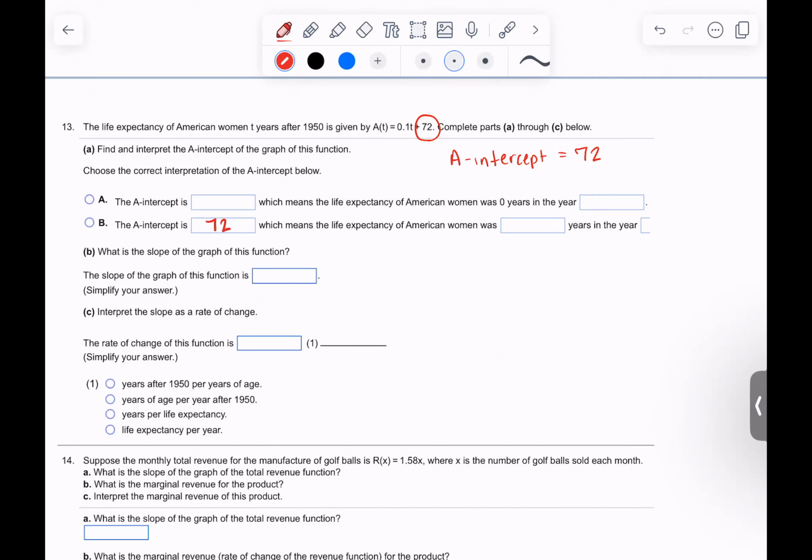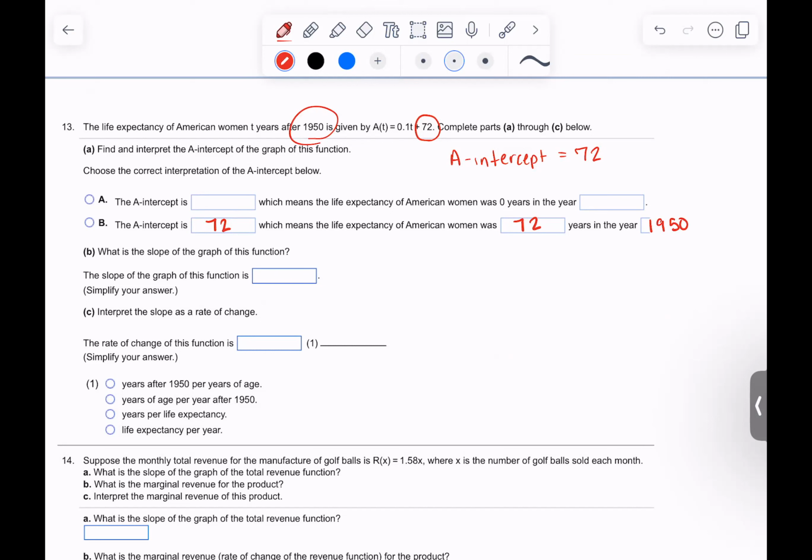Which means the life expectancy of American women was 72 in the year 0, or since we're looking at the number of years since 1950, that would be 1950, because that's where we're aligning our data from. Time t equals 0 is equal to the year 1950.